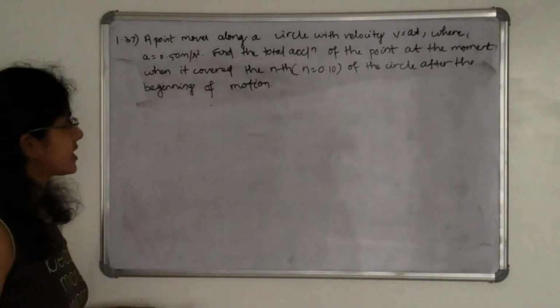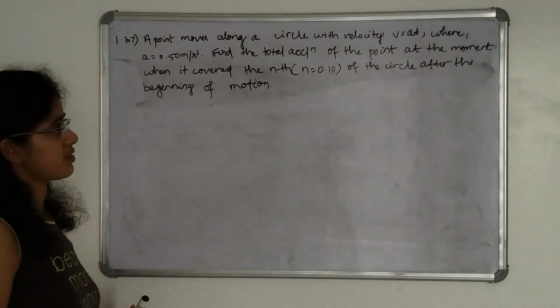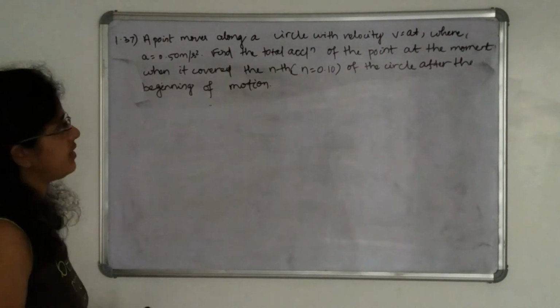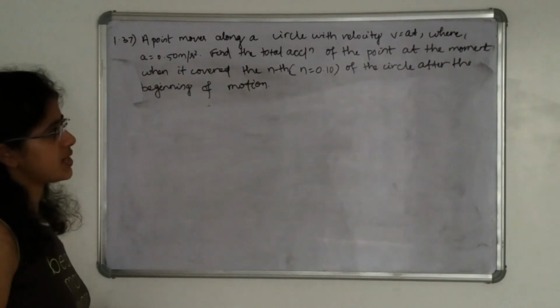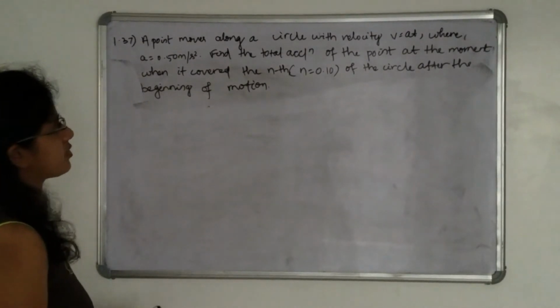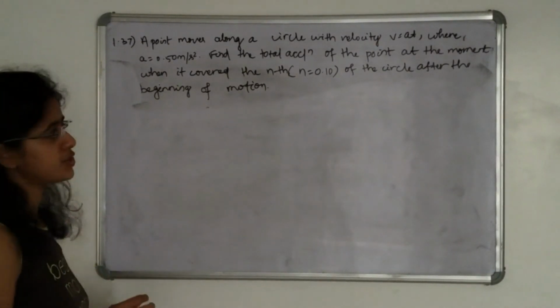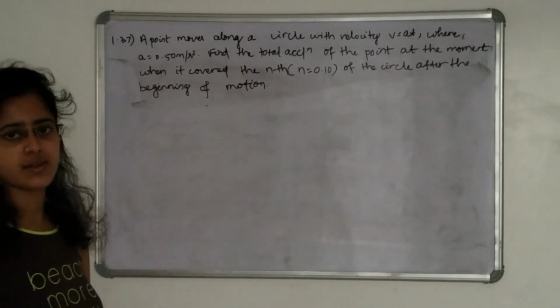Okay. So the next question is, a point moves along a circle with velocity v is equal to a t, where a is equal to 0.50 meter per second square. Find the total acceleration of the point at the moment when it covered n is equal to 0.10 of the circle after the beginning of the motion.